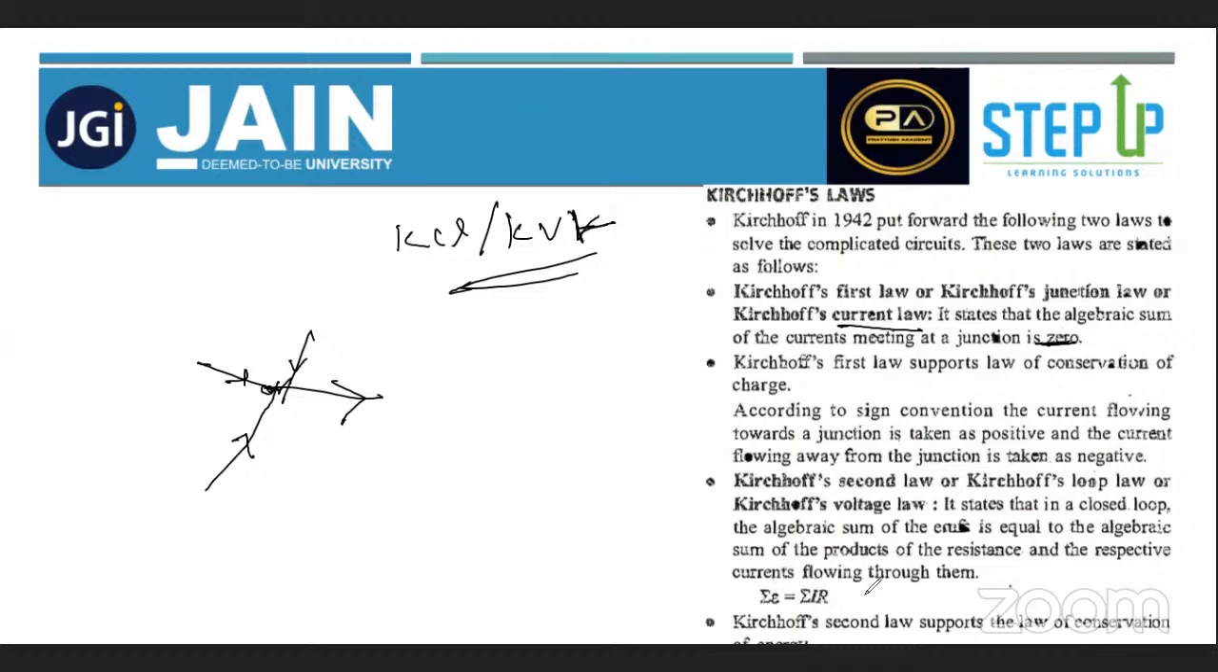And when I'm talking about the second law, that is KVL, it states that in a closed loop, the algebraic sum of EMF is equal to the algebraic sum of the products of resistance and the respective current flowing through them. So it is E equals IR. Basically, instead of V, we are taking EMF, electromotive force, because electromotive force considers the electrons flowing through. With electromotive force, the current drawn is maximum.